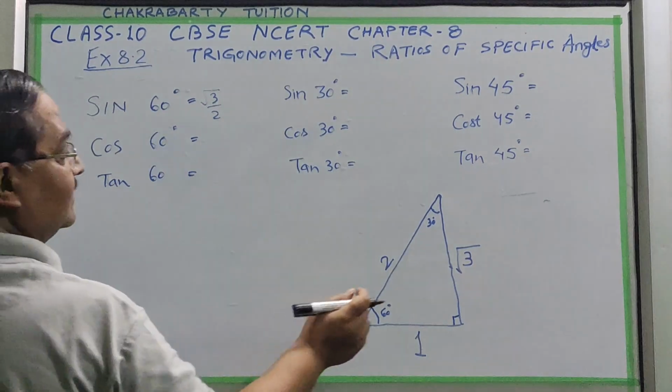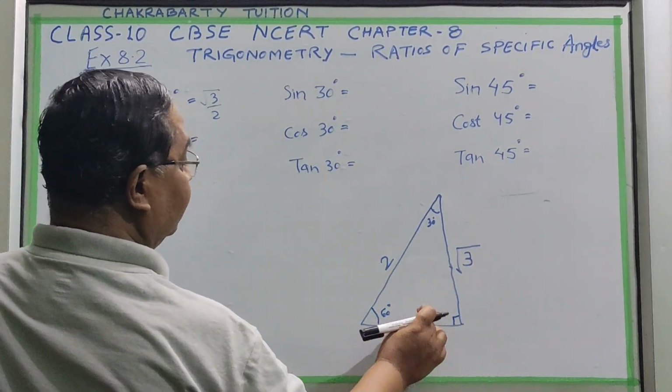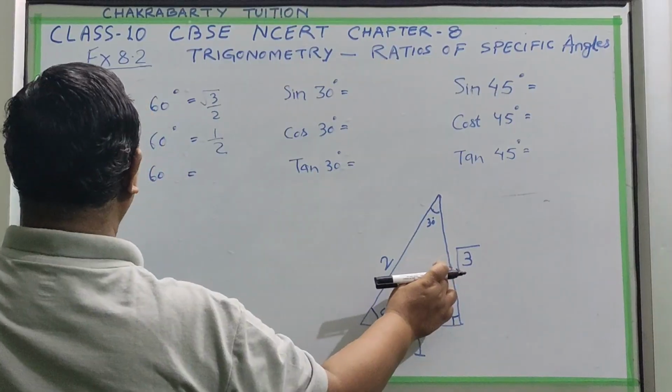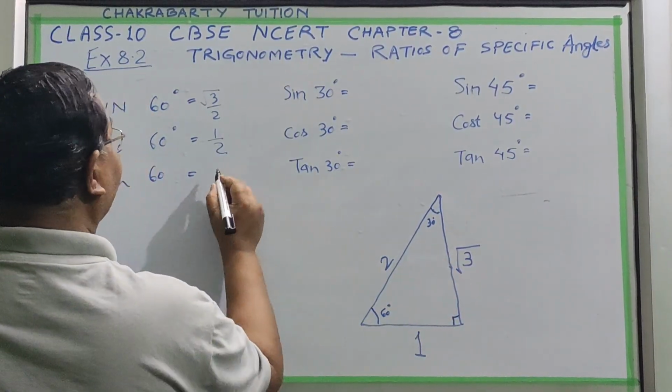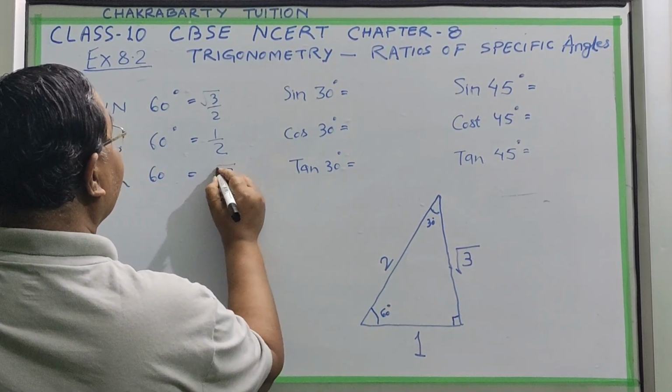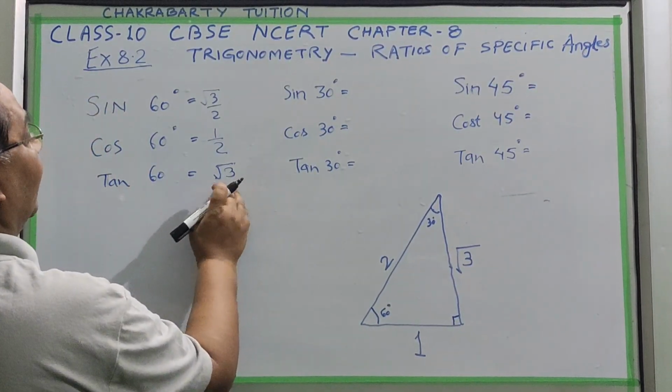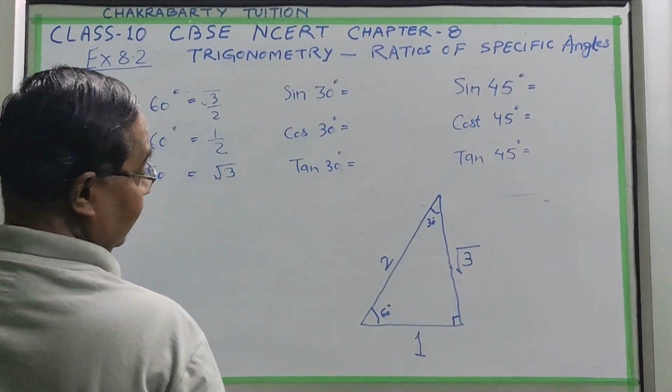Now you can write all the ratios for 60 degree. Sine is under root 3 by 2. Now cos is required: cos will be 1 upon 2. And tan will be under root 3 by 1; you may or may not write the 1, so tan is under root 3.